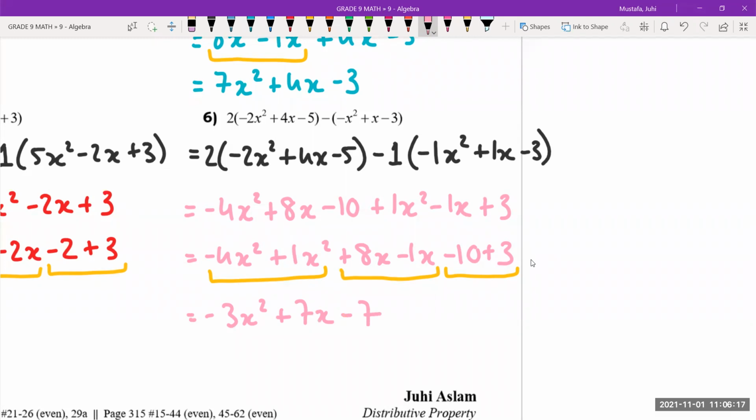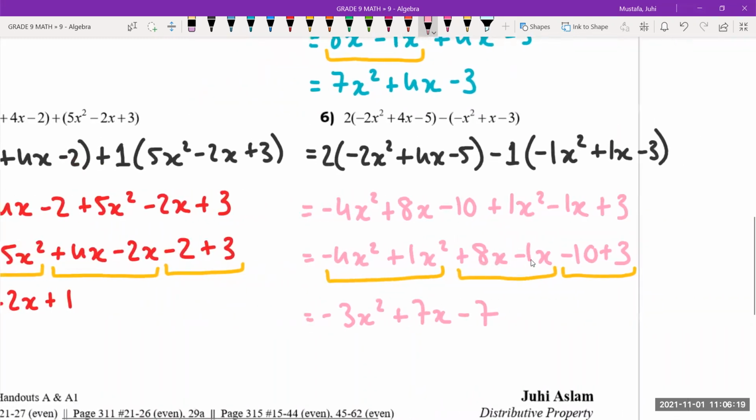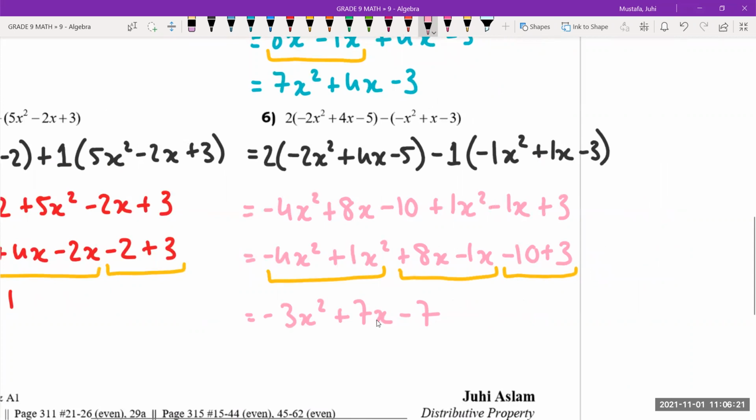By the way, when we get to these final answers, you can ask yourself, can I add or subtract these? The answer is no. Can you add an x squared and an x together? No, they're unlike terms. Can I add an x and a constant together?